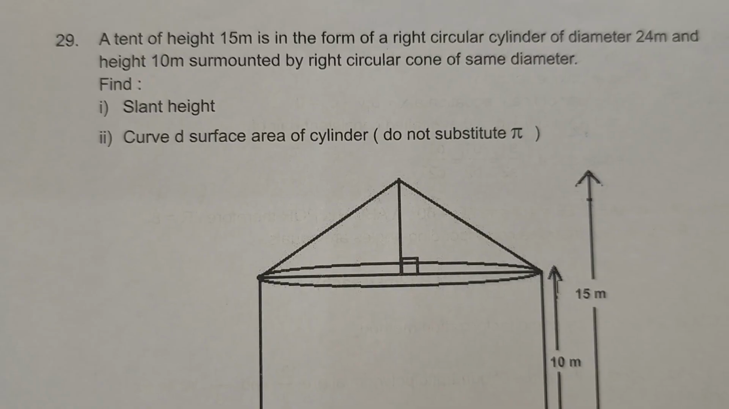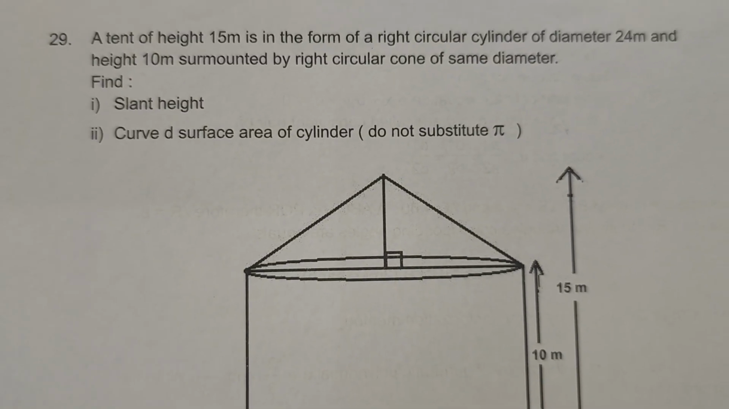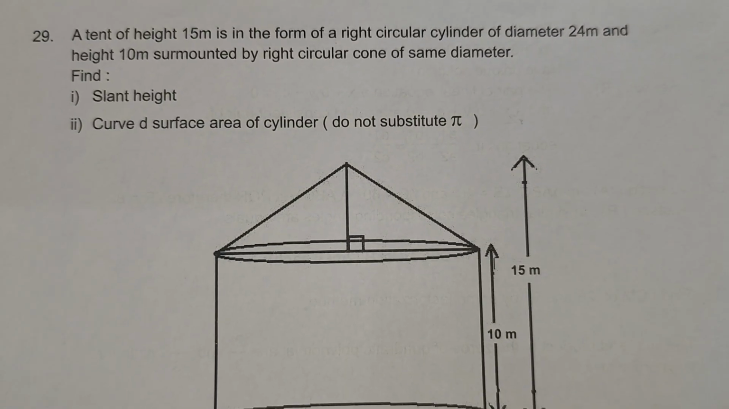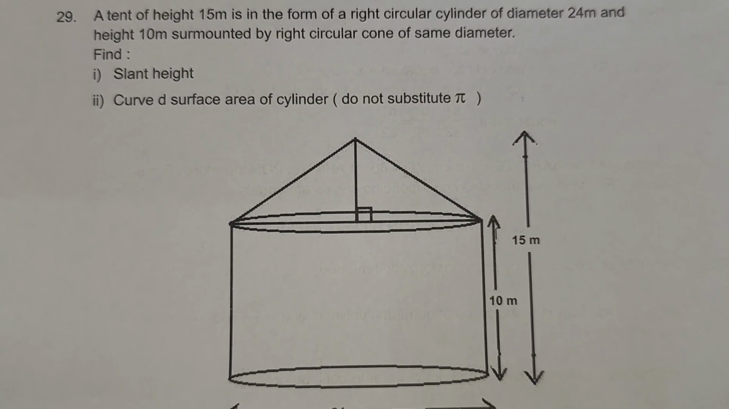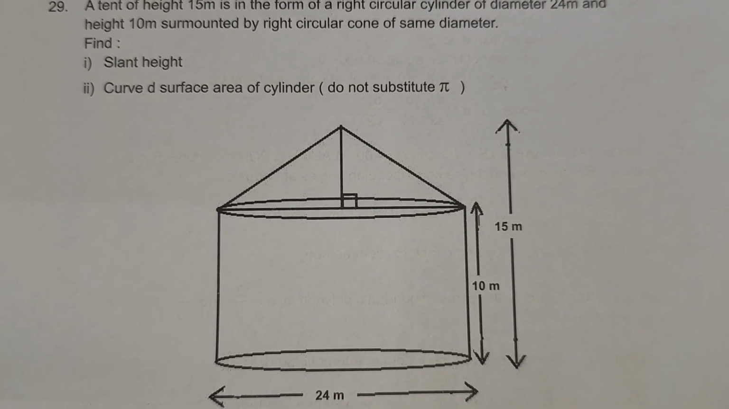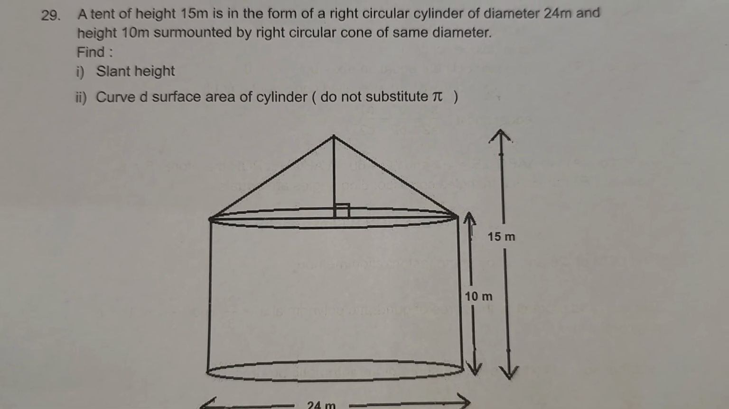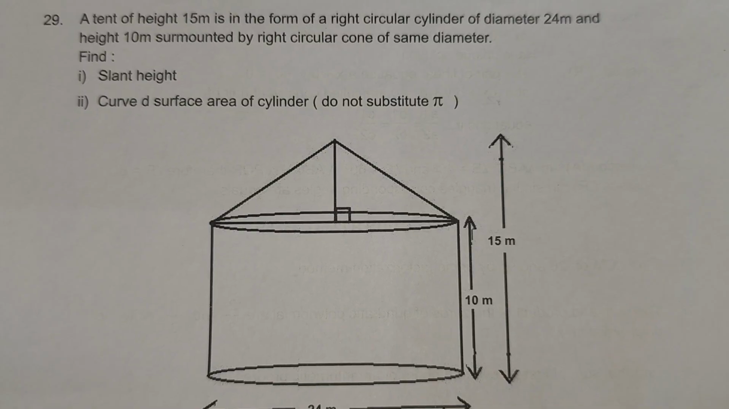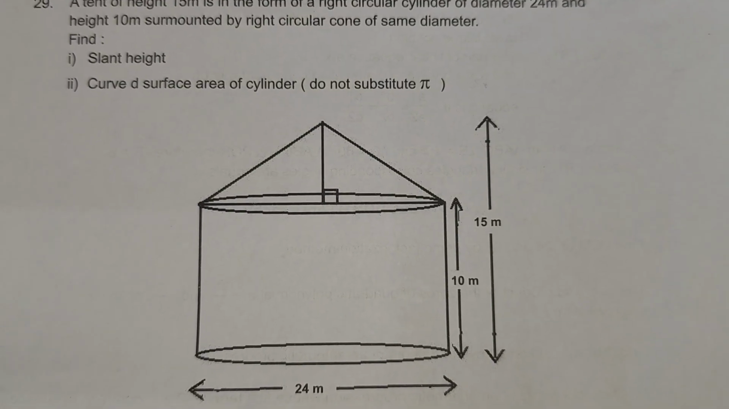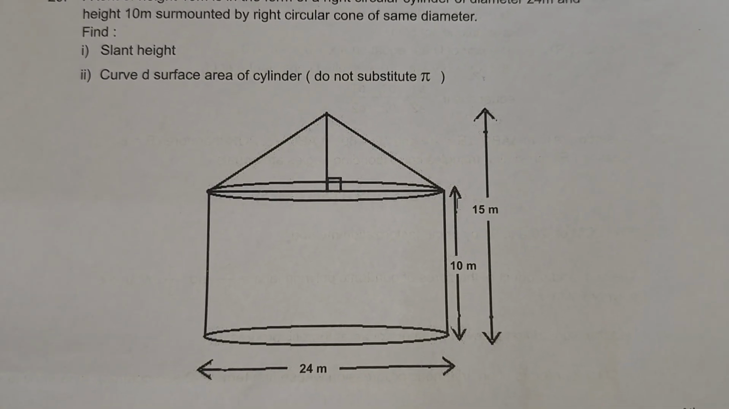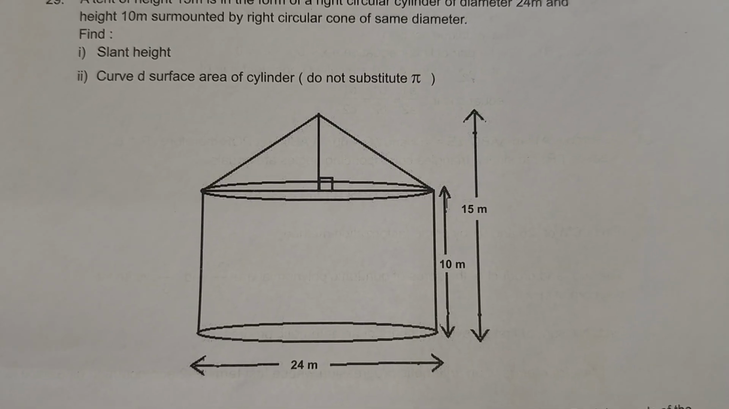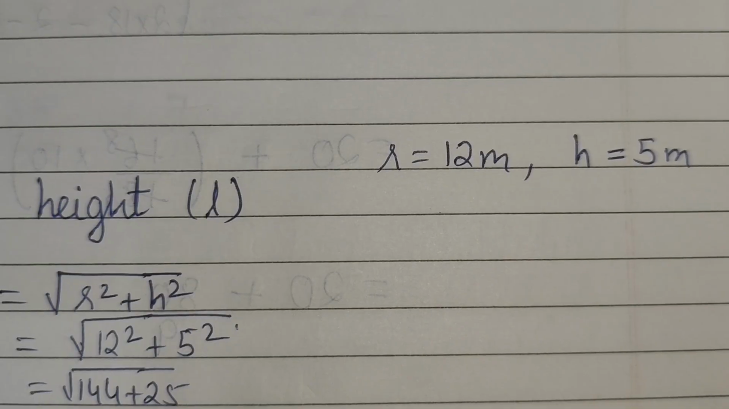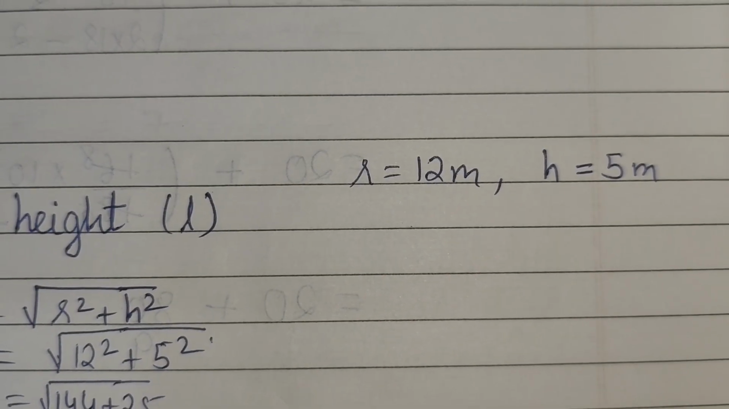Question number 29. A tent of height 15 meter is in the form of a right circular cylinder of diameter 24 meter, and is surmounted by a right circular cone of the same diameter. Find first the slant height, second the curved surface area of the cylinder. Do not substitute pi. Radius is equal to 12 and height is equal to 5 of the cone, they have given.